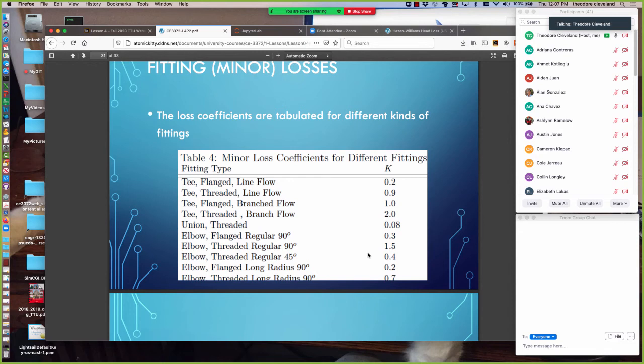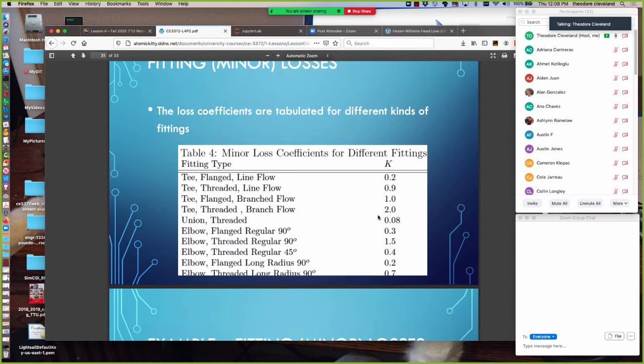The fitting loss coefficients also appear in tables, and they look something like that. Here's one that says that a T fitting, so that's one pipe that connects to two others. Flange, that's a type of connection. For the inline flow portion, the loss coefficient is 0.2, and if it's threaded, it's 0.9, and so on. So there's thousands of fittings. These tables, if they were complete, and they went as far as to indicate the manufacturer of the particular fitting, they could be hundreds of thousands of lines long.